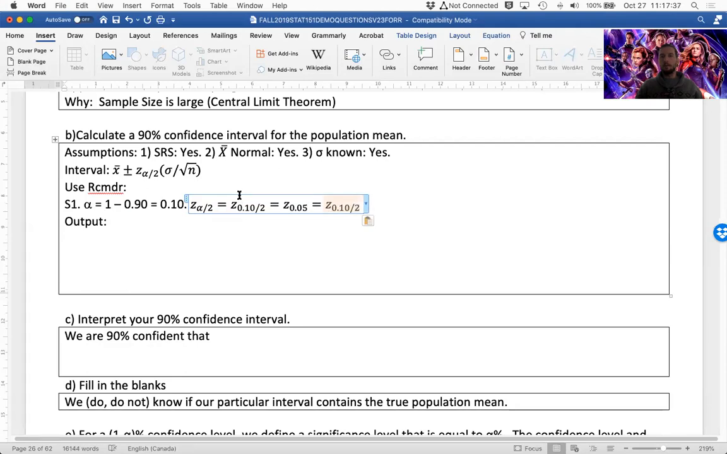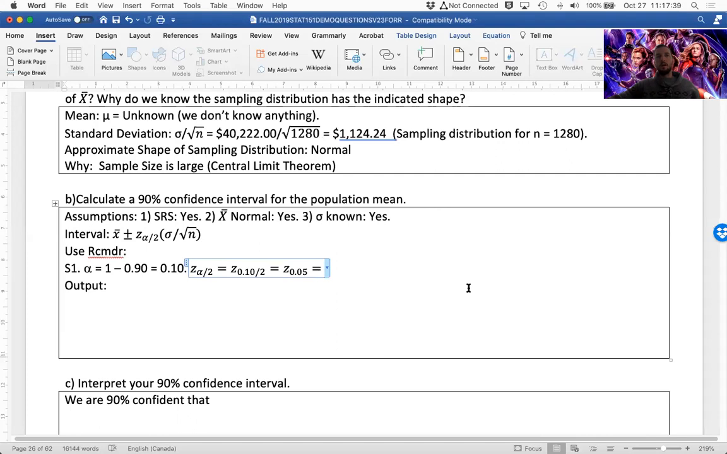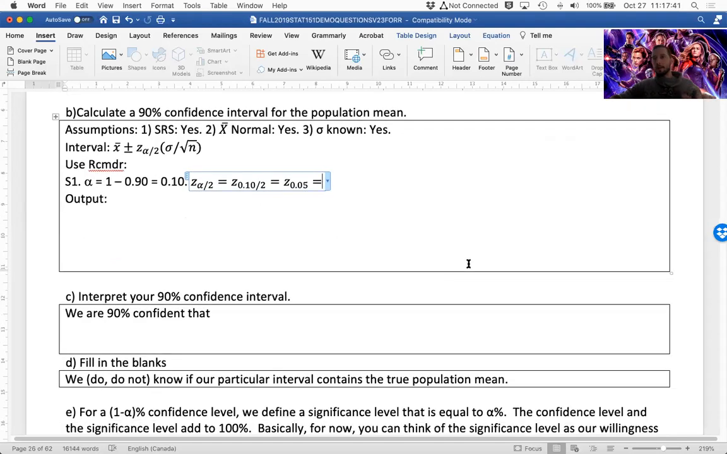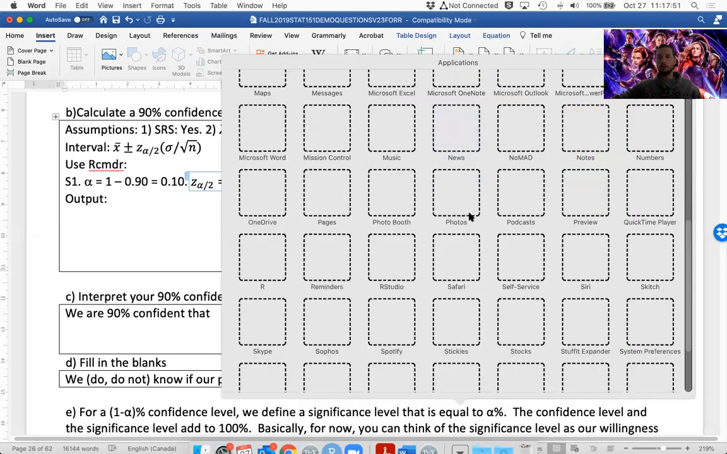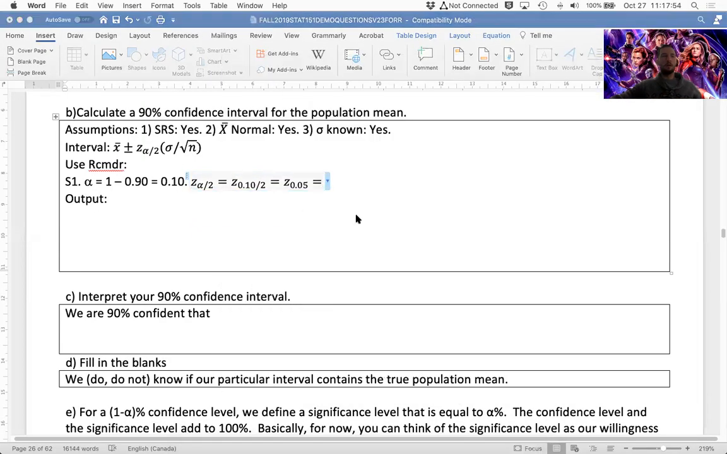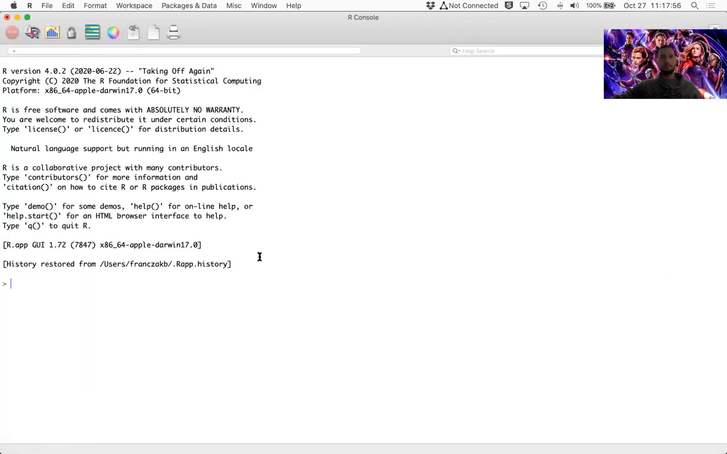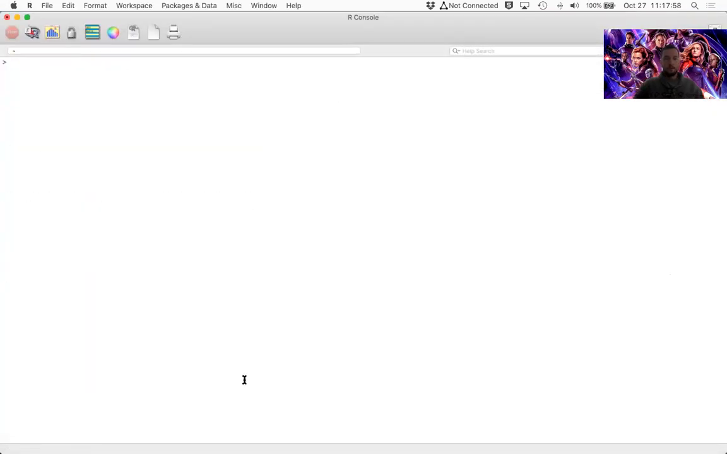Okay, so now what we need to do is work out what this number is. So in lecture, what we would do is now turn to the normal table. But since we are working with Rcmdr, we can open our actual Rcmdr screen. So we're going to go R, library, Rcmdr.